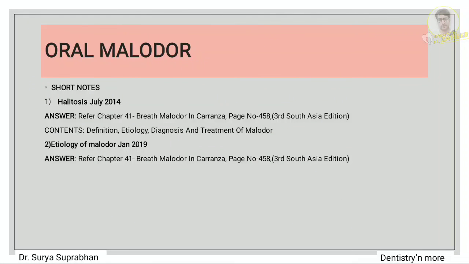And coming to oral malodor. The most commonly asked question is halitosis and etiology of malodor. They will usually ask as a short note or a short essay. For halitosis and etiology of malodor, you have to refer chapter 41, breath malodor. For halitosis, first define halitosis, write the etiology, write how we can diagnose malodor, and write the treatment part. For etiology of malodor, there are local as well as systemic causes, so please refer to this chapter.